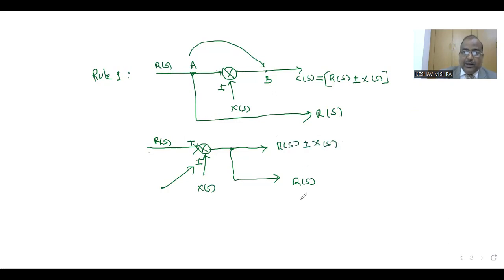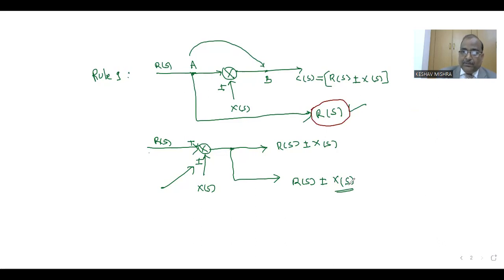There is no change. Now this summing point is shifted here. So in the first case the output is RS. In this case, the output is RS plus minus XS. It means there is an addition of this component, which is a violation of the concept that the output should not change. The output should strictly remain equal to RS.